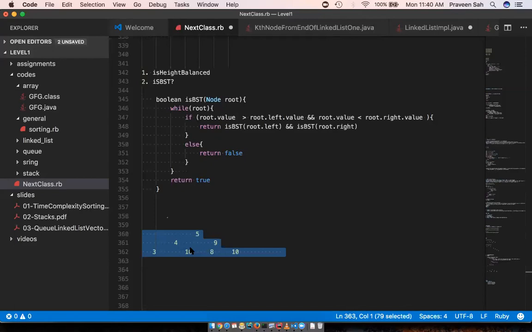Nikhil or Santosh, you see that your code is not going to work for this case. This is not a BST, but your code will return yes, it's a BST. So how can you change this? How can you improve this? How can you make it work? You people are thinking? Yes, Praveen. Okay.